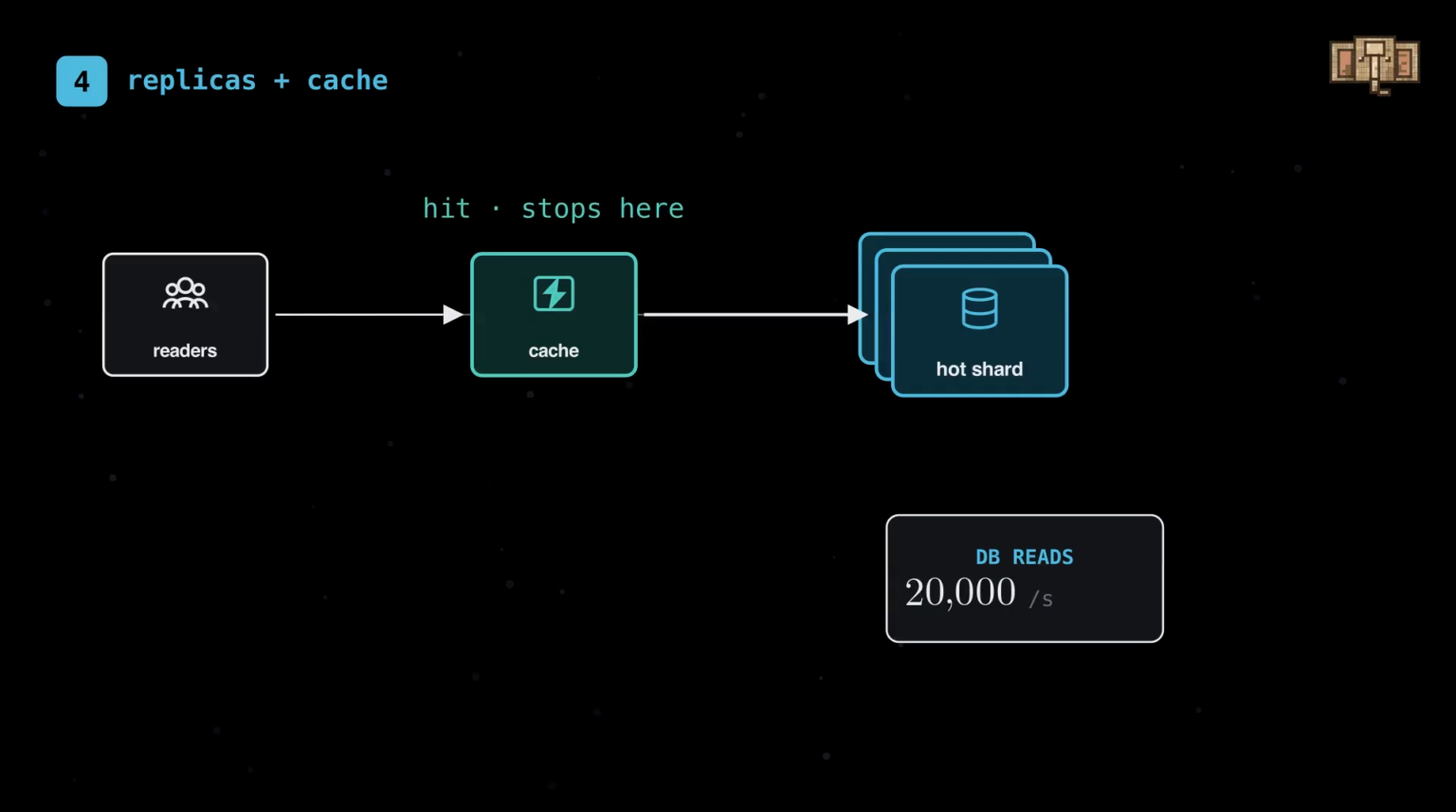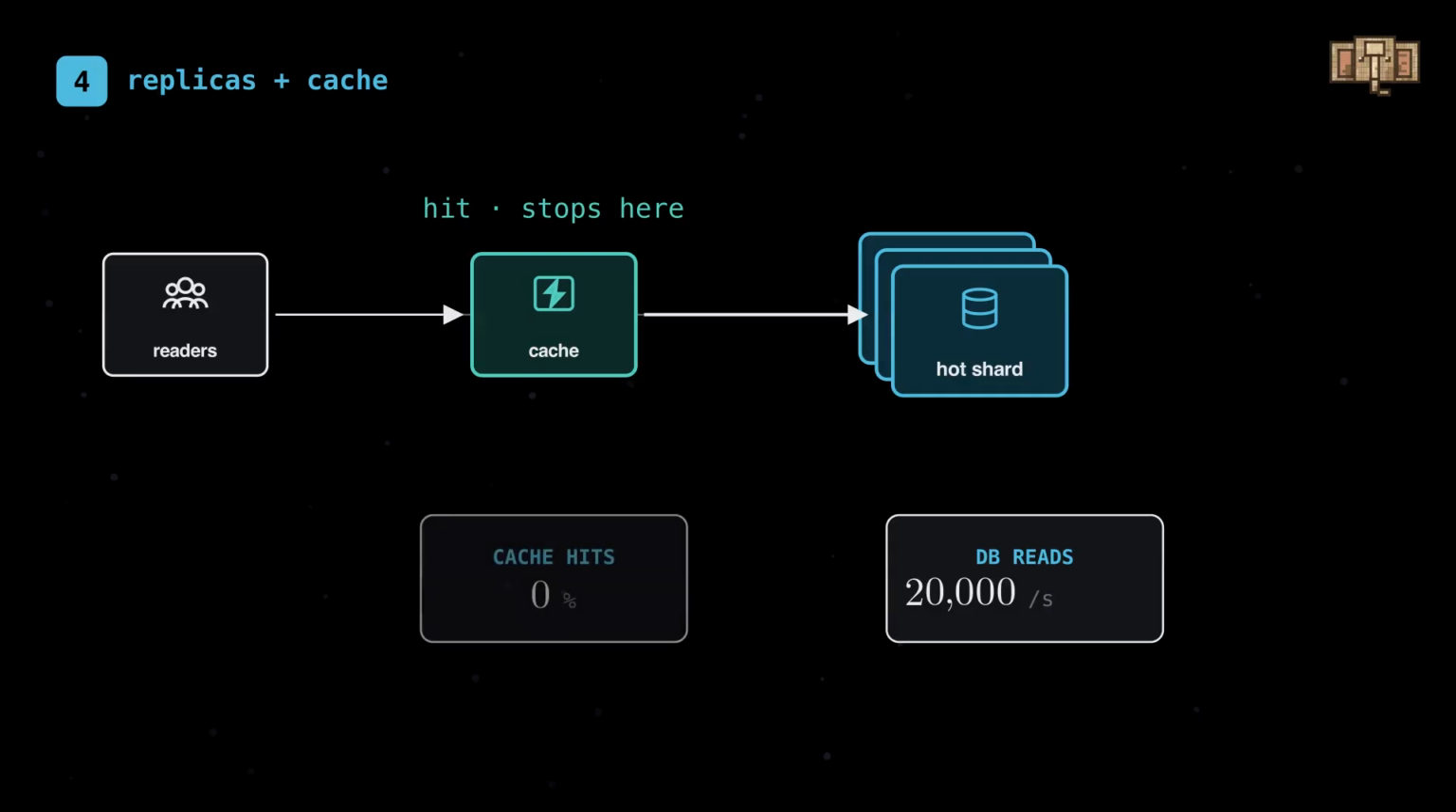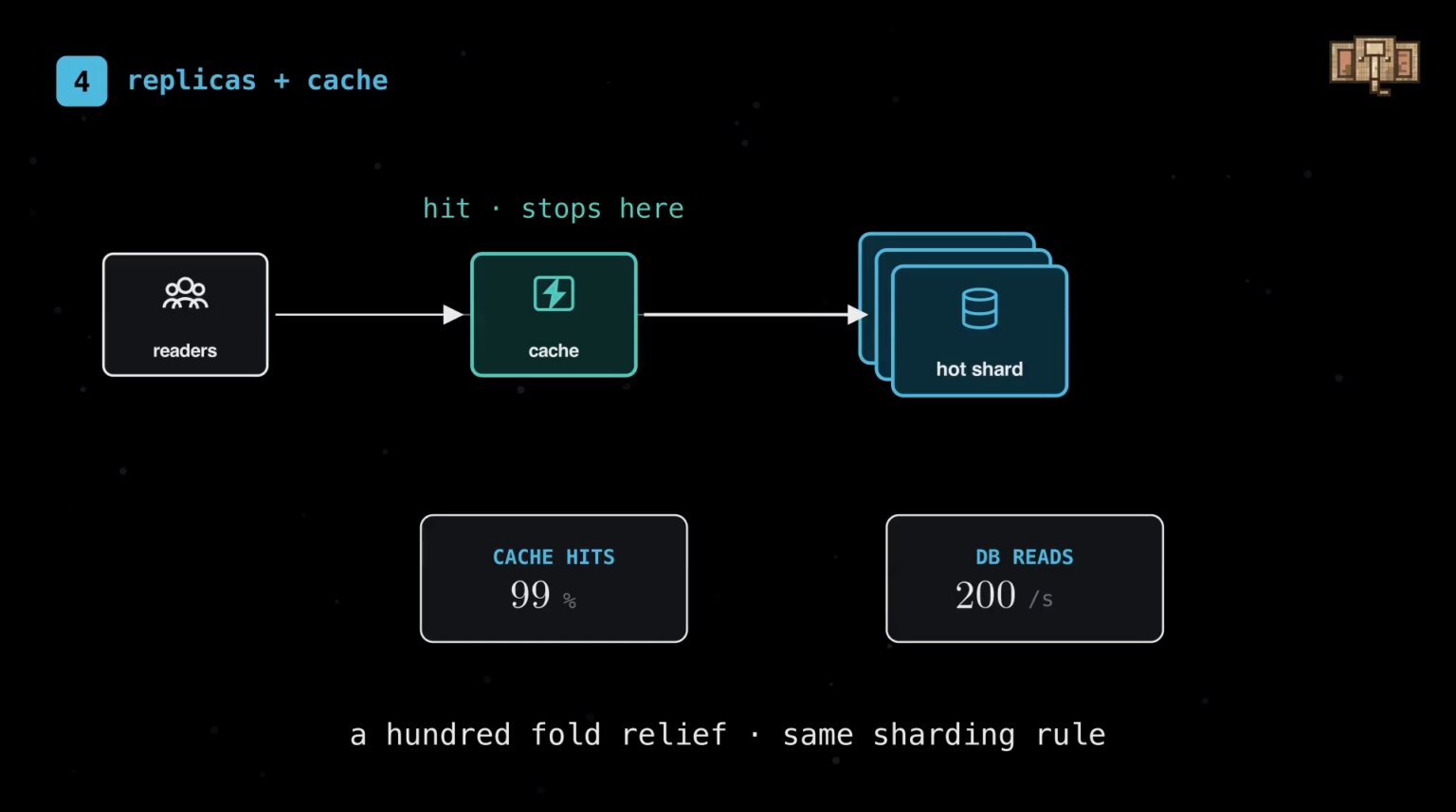Another read, same story. When 99% of reads hit the cache, the shard's read load collapses from 20,000 a second to about 200. 100-fold relief. And notice, we never touch the sharding rule at all. For read hotkeys, this is the first thing to reach for.